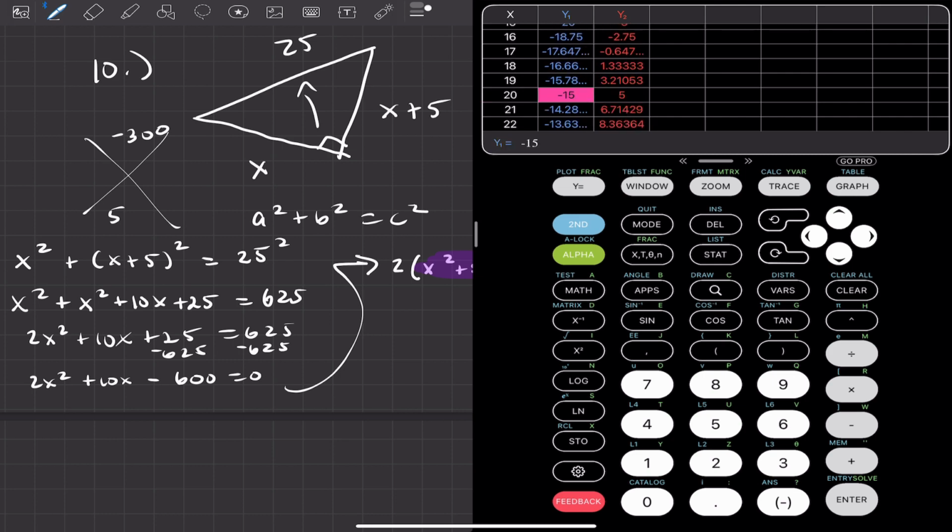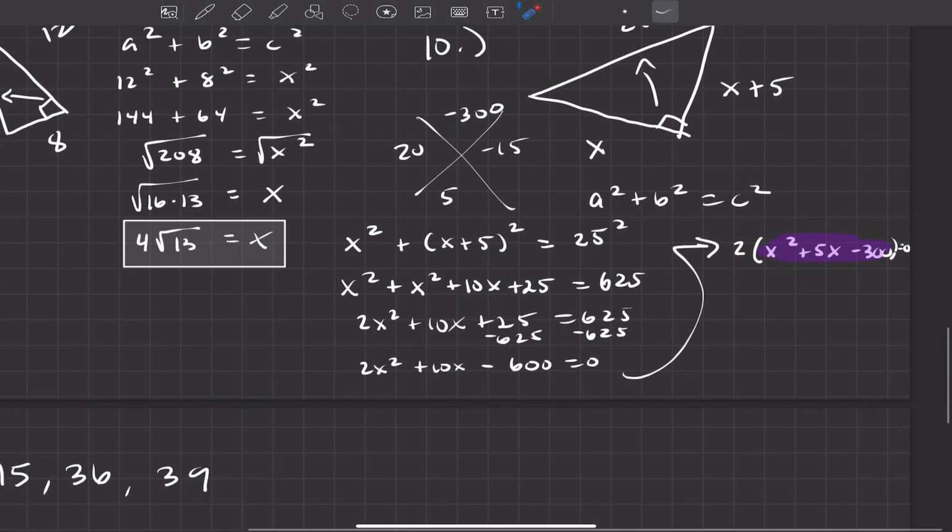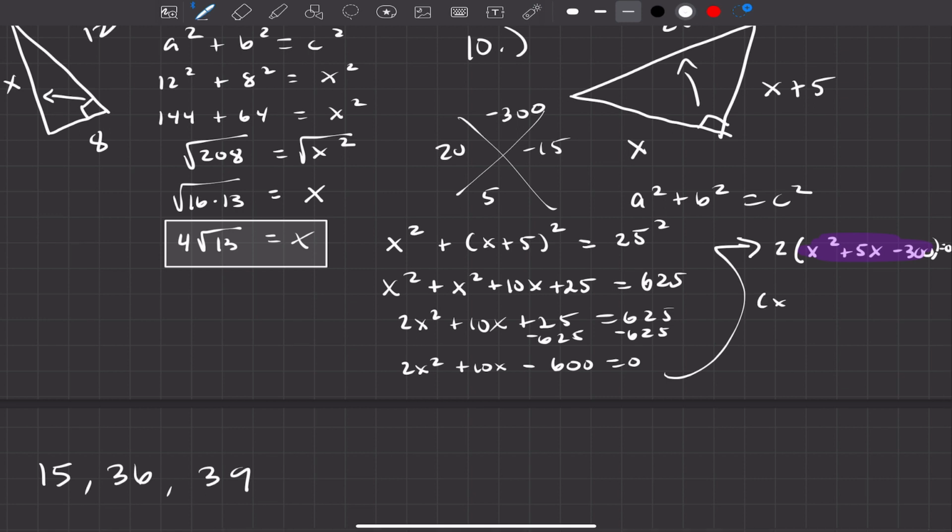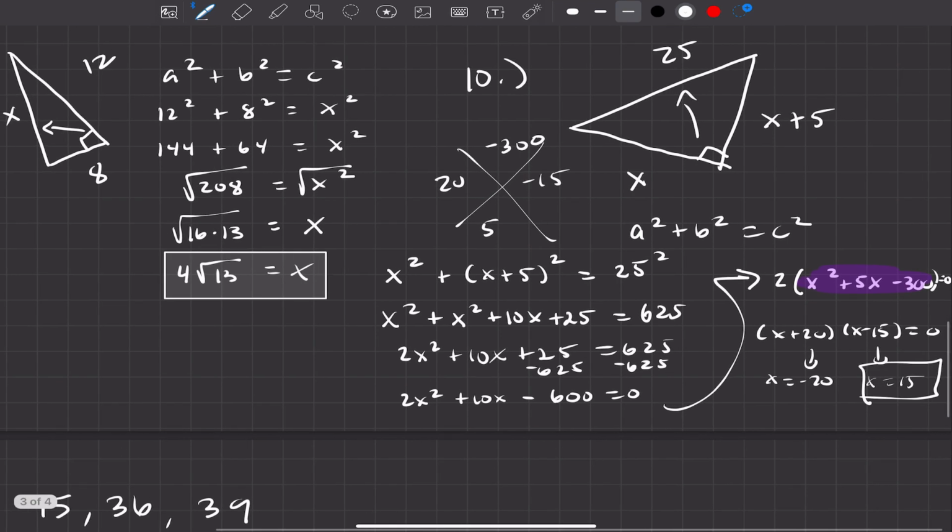So we have 20 and negative 15. 20 times negative 15 is negative 300, and 20 plus negative 15 is just 5. Okay, so we have (x plus 20) times (x minus 15) equals 0. So you have x equals negative 20 and then x equals 15. What is the best answer? Well, 15, because that's positive and you don't want to have a negative side whatsoever. So if I plug in 15 there, that should be positive. You're dealing with a triangle, so it makes sense that your positive answer should be the right answer, especially when you're dealing with shapes.